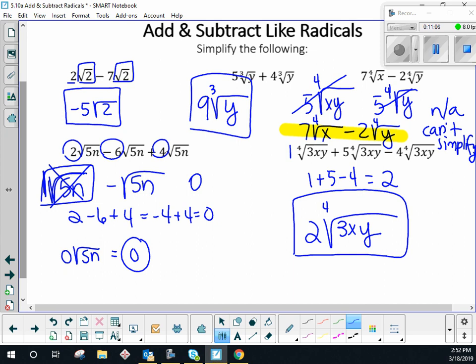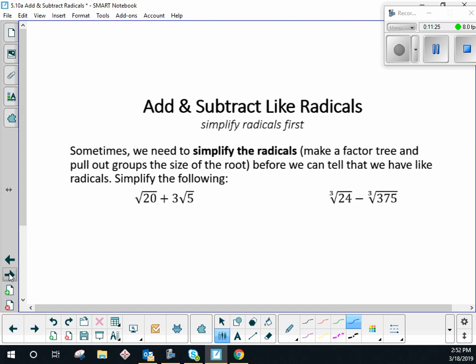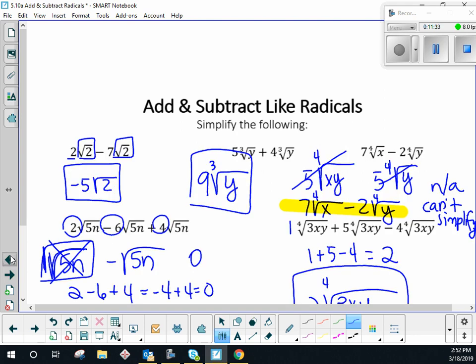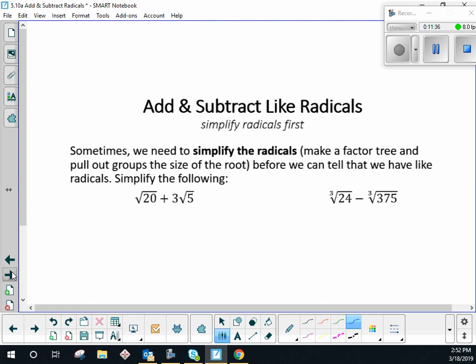All right? So all of that is something. We're going to level it up a little bit. All of the radicands in these problems were already the same. What's up with these radicands? They're not the same. So we have some pre-work to do before we can even do this stuff. And the pre-work is to simplify the radicals. That means you make a factor tree and you pull out groups that are the size of the root. This is what we did before spring break.